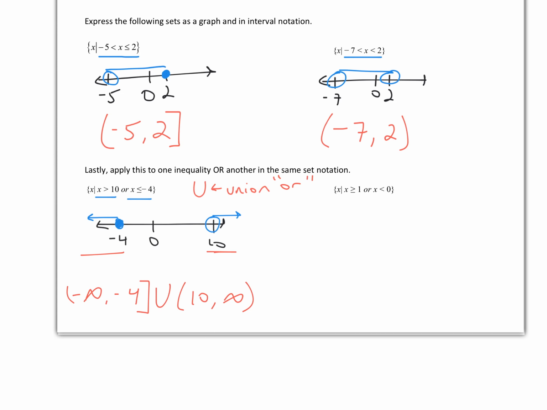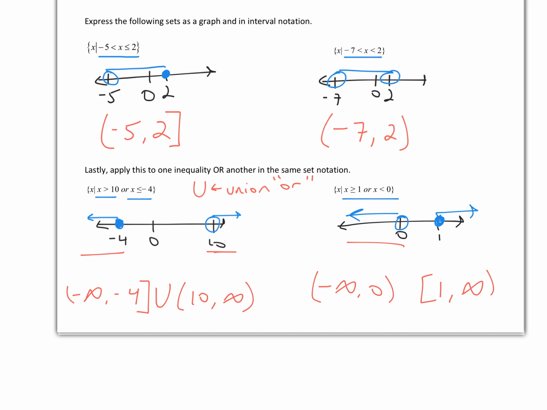Okay, last one. x is greater than or equal to 1, or x is less than 0. So we've got 0 and 1. Greater than or equal to 1, let's fill that in to the right. Less than 0, open to the left. Interval notation, we know we need a union because it's an OR. The first one would be -infinity up to 0 with parentheses. The next one would be a square bracket because 1 is included up to infinity. Union between the two.